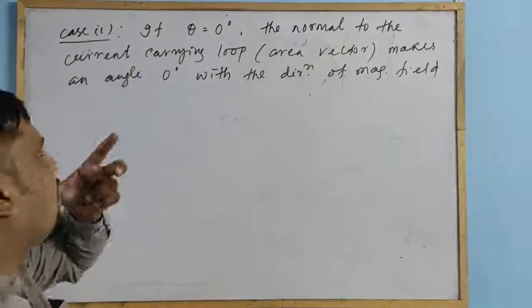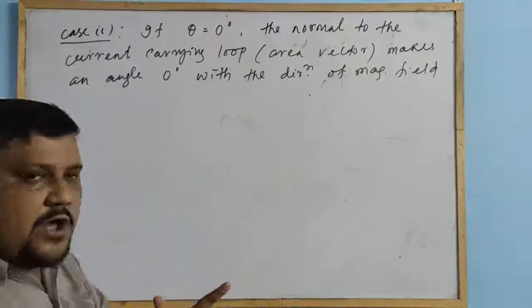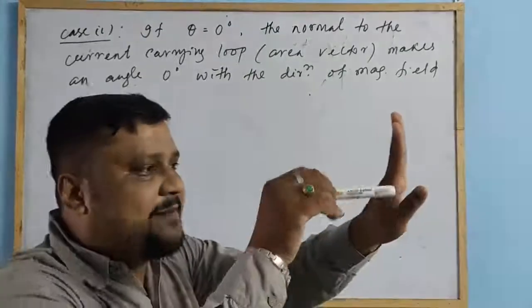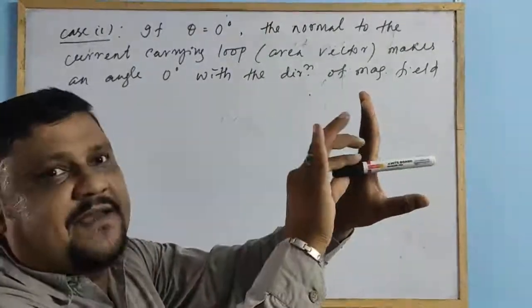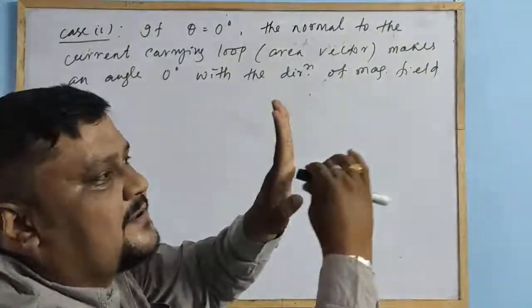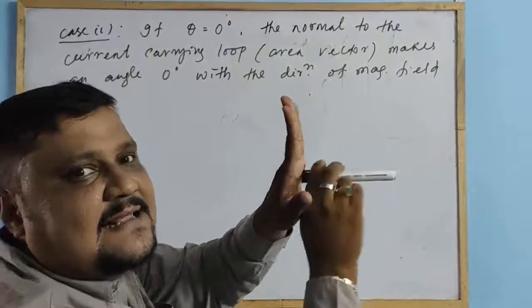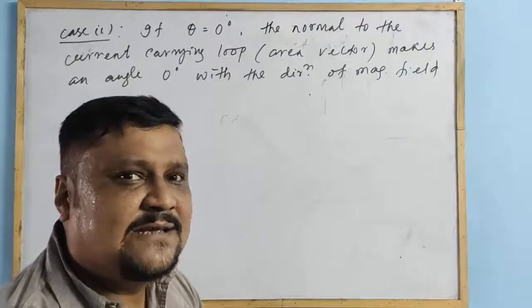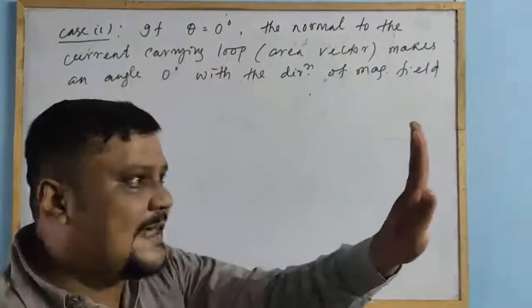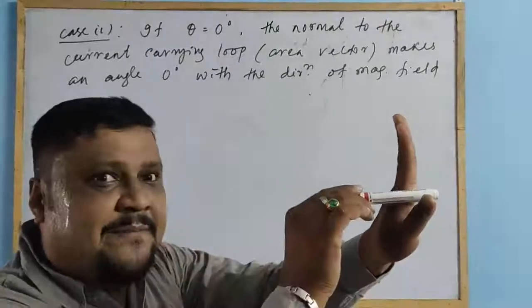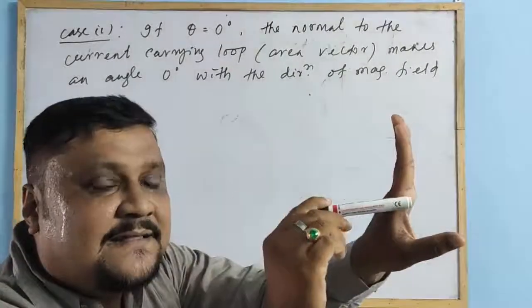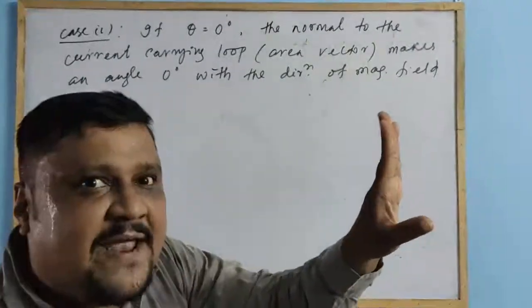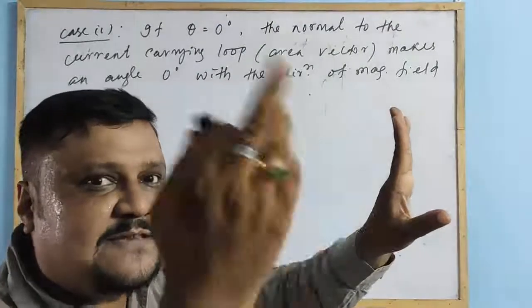If theta is 0, it means the coil is placed like this. Suppose this is the magnetic field. What is its area vector? Area in this direction. So this is the area vector, this is the magnetic field. Both are parallel, theta is 0. Alpha is the angle made by the plane of the loop with the magnetic field, so theta plus alpha is 90. Theta is 0 means alpha is 90.